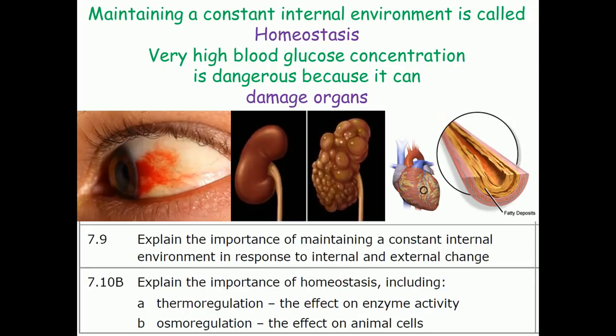So this is what you need to know from the spec. You need to explain the importance of maintaining a constant internal environment in response to internal and external changes, and obviously maintaining it is known as homeostasis. And then you've got to explain the importance of homeostasis not only in glucose regulation, which is maintaining the blood glucose concentration, but also in thermoregulation and osmoregulation, which are topics I'm about to discuss.